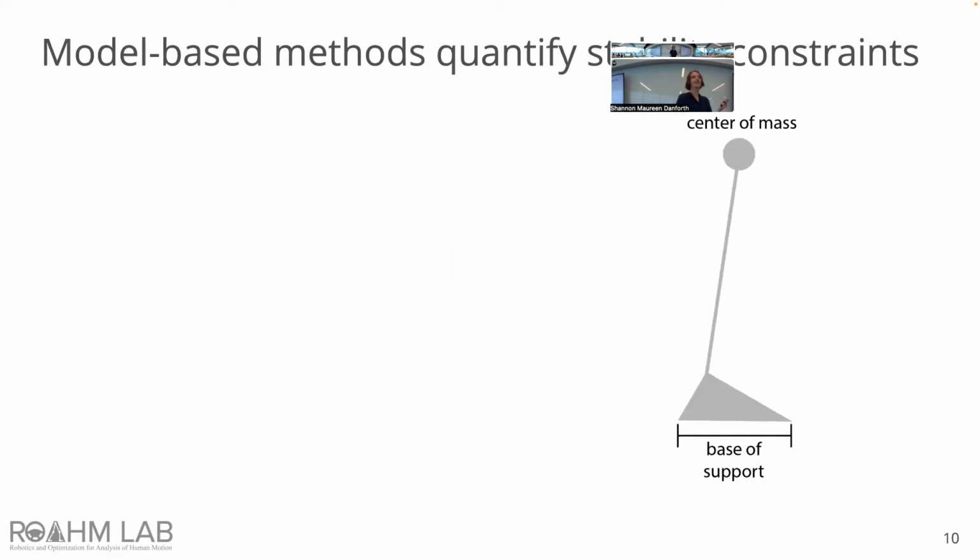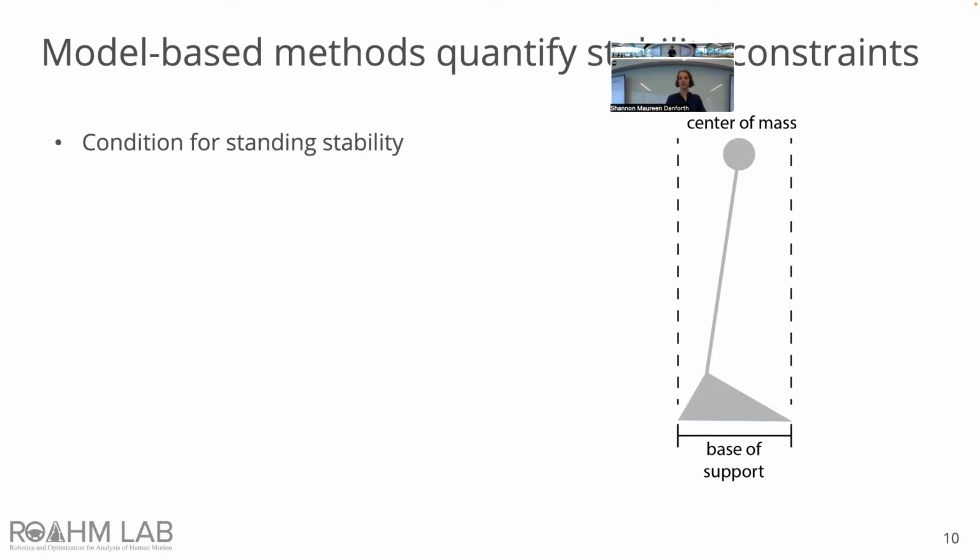Model-based methods can offer an advantage by quantifying stability constraints. And often when we're looking at models of human motion, a place to start is a pendulum model shown here, where the base of support represents the person's feet, and the center of mass is usually located around the torso. And when a person is standing still, the condition to avoid falls is rather simple. We want that center of mass to stay within those base of support bounds.